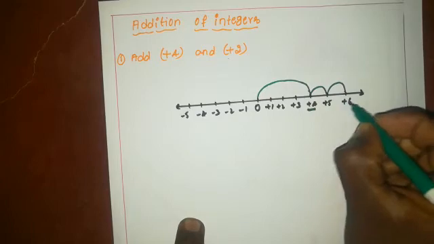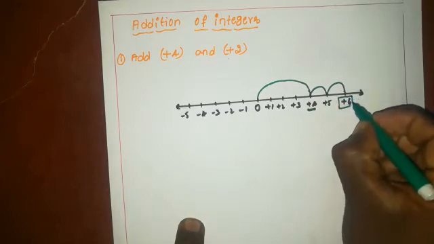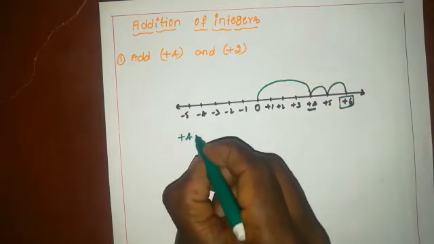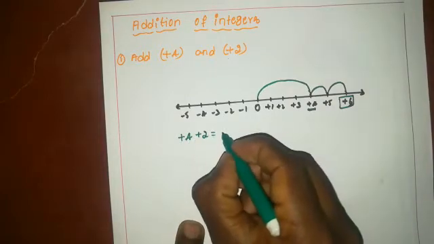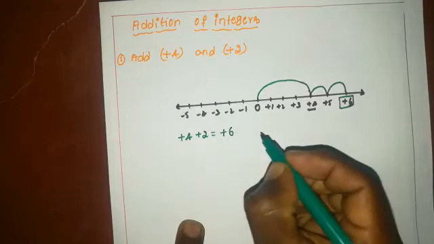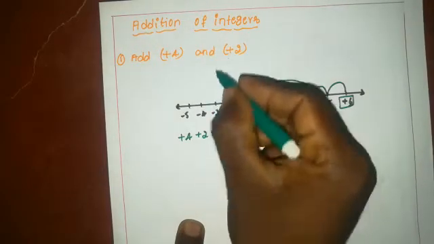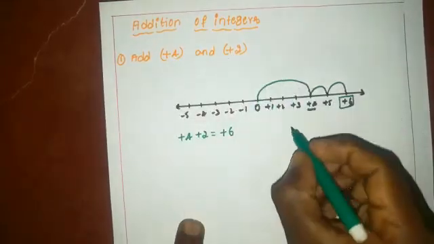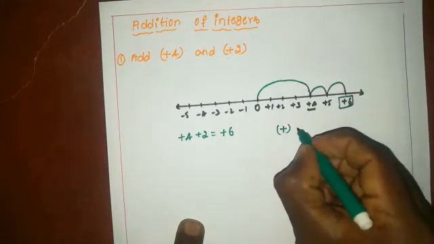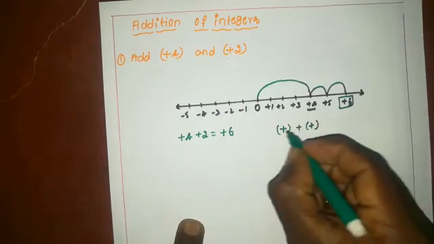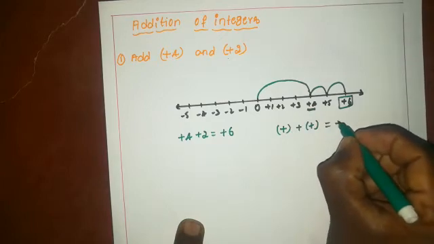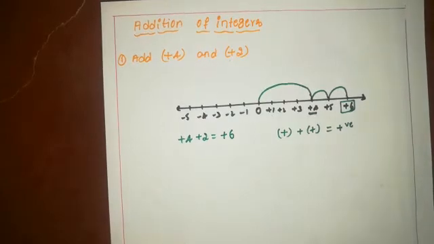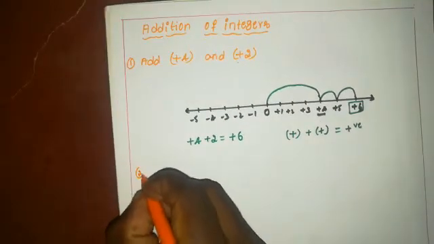When we add plus 4 and plus 2 we get plus 6. Plus 6 is the answer. By observing this, when we add two positive integers, plus and plus, we get a positive integer.